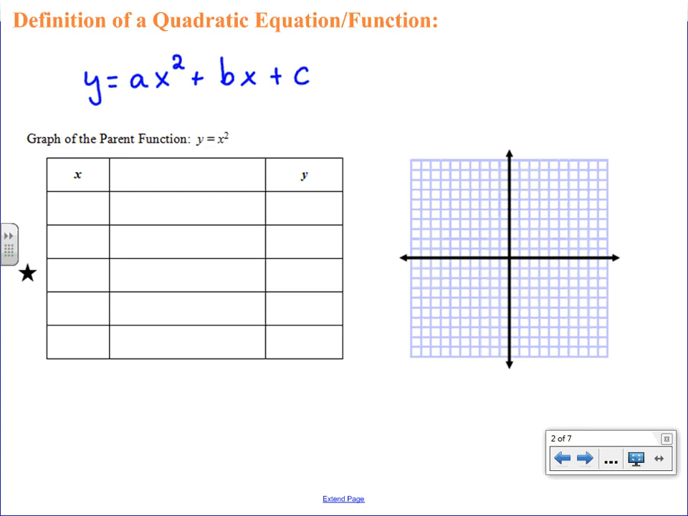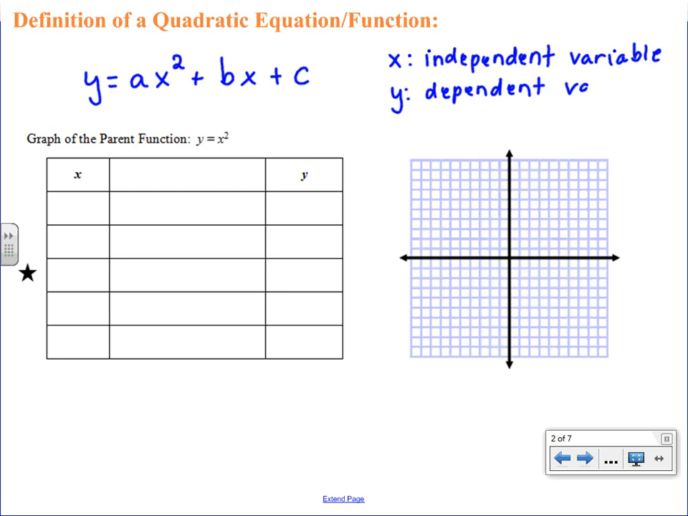Now, since we're transitioning to a graph, I want to bring back some vocabulary, independent variables and dependent variables. So when we look at this equation, and anytime we make a table of values, we are using x as our independent variable and y as our dependent variable. The reason for this is we can choose values for x, but then once we choose a value for x, the y value depends on that selection.